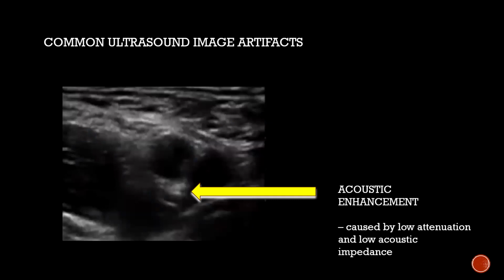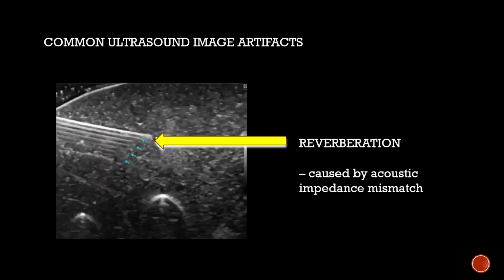Next is acoustic enhancement. This is caused by low attenuation and low acoustic impedance. We see this in liquid-filled vessels. Liquid has lower acoustic impedance than tissue, so the tissue below it will appear white because of its higher acoustic impedance. We sometimes misidentify these structures as nerves. And lastly, we have reverberation, which is caused by acoustic impedance mismatch. This can be seen when we have poor contact or the transducer is misaligned.